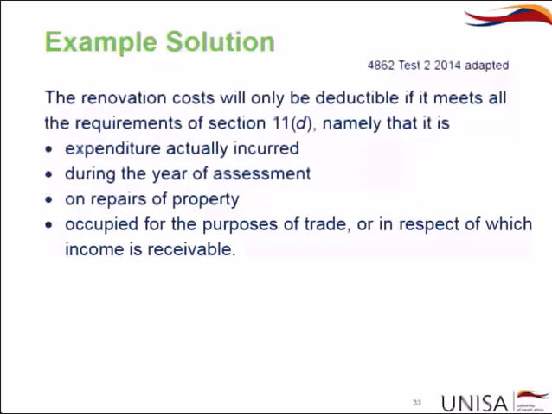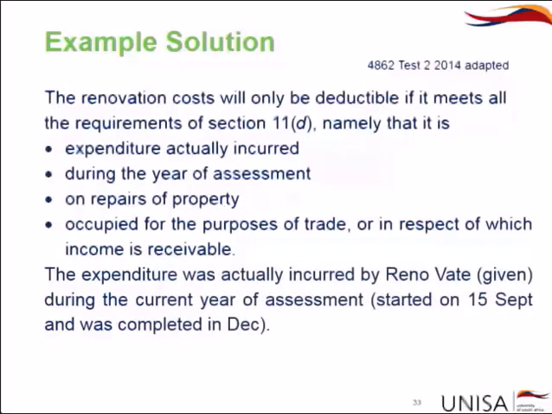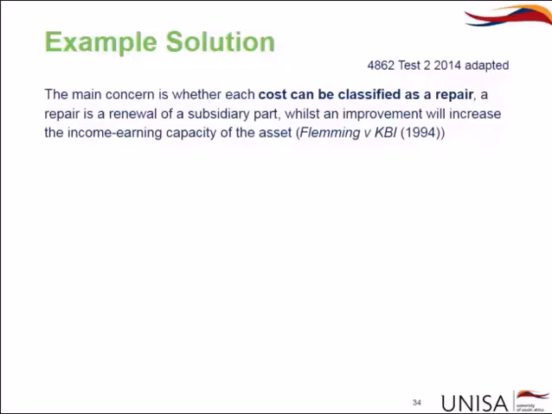It is occupied for a trade because remember she enhances it or she renovates it in order to rent it out to earn extra income. So we don't have a problem with those aspects. What we do need to have a look at is whether each cost can be classified as a repair. And a repair, remember, is the renewal of a subsidiary part, whilst an improvement increases our income earning capacity in terms of the Fleming case.